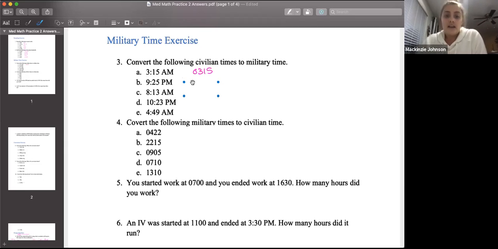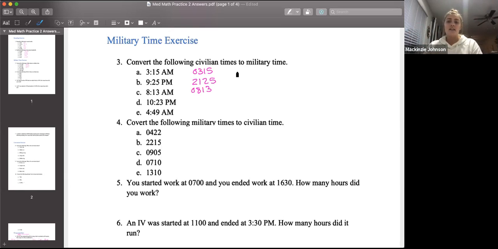So now we have 9:25 p.m. This one sometimes confuses people because you have to go past 1200. I'm trying to think of the best way to explain it. What I do is take 1200 and add 9 onto it. Sorry, I kind of erased it, but you take 1200 and add 9, which gives you 2100, and then you add your minutes, which is 25.